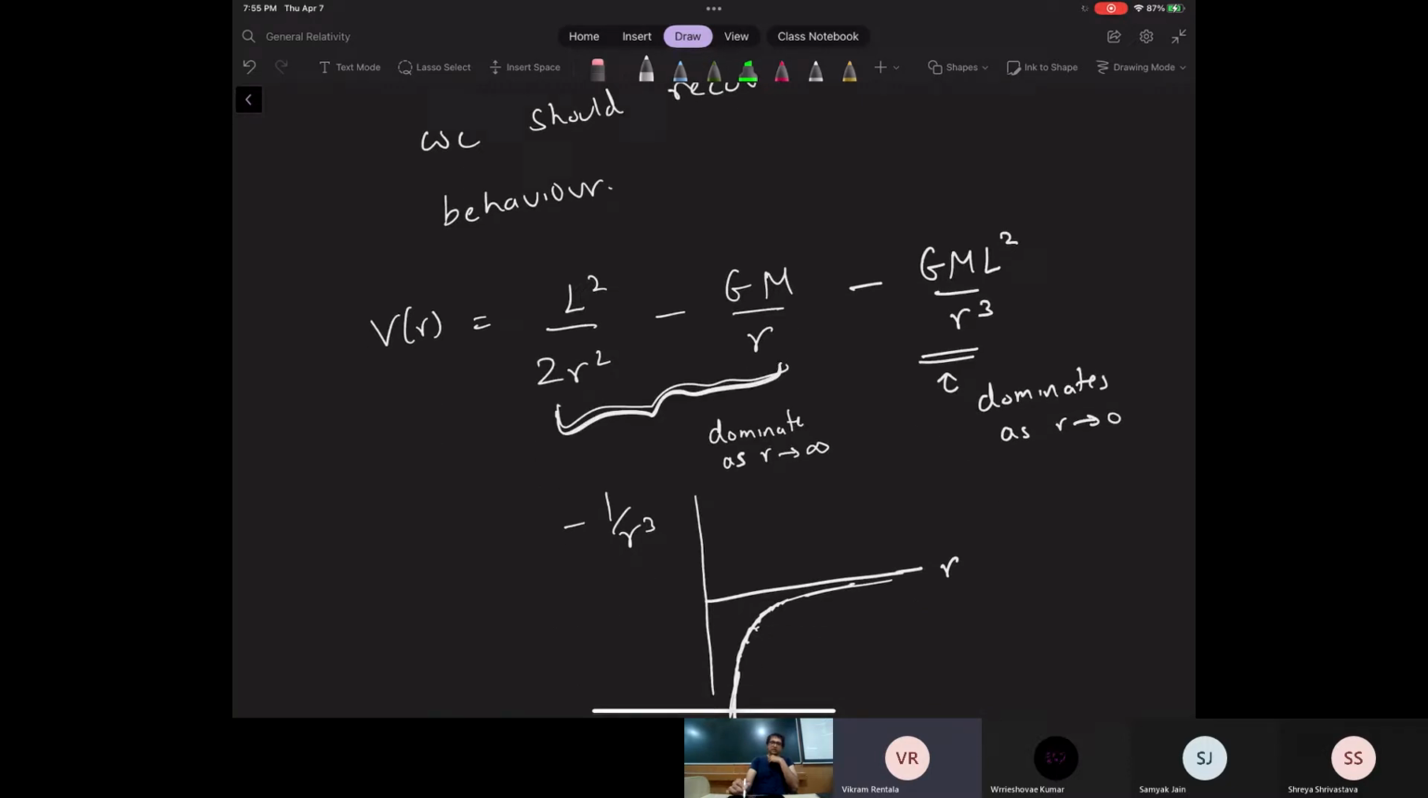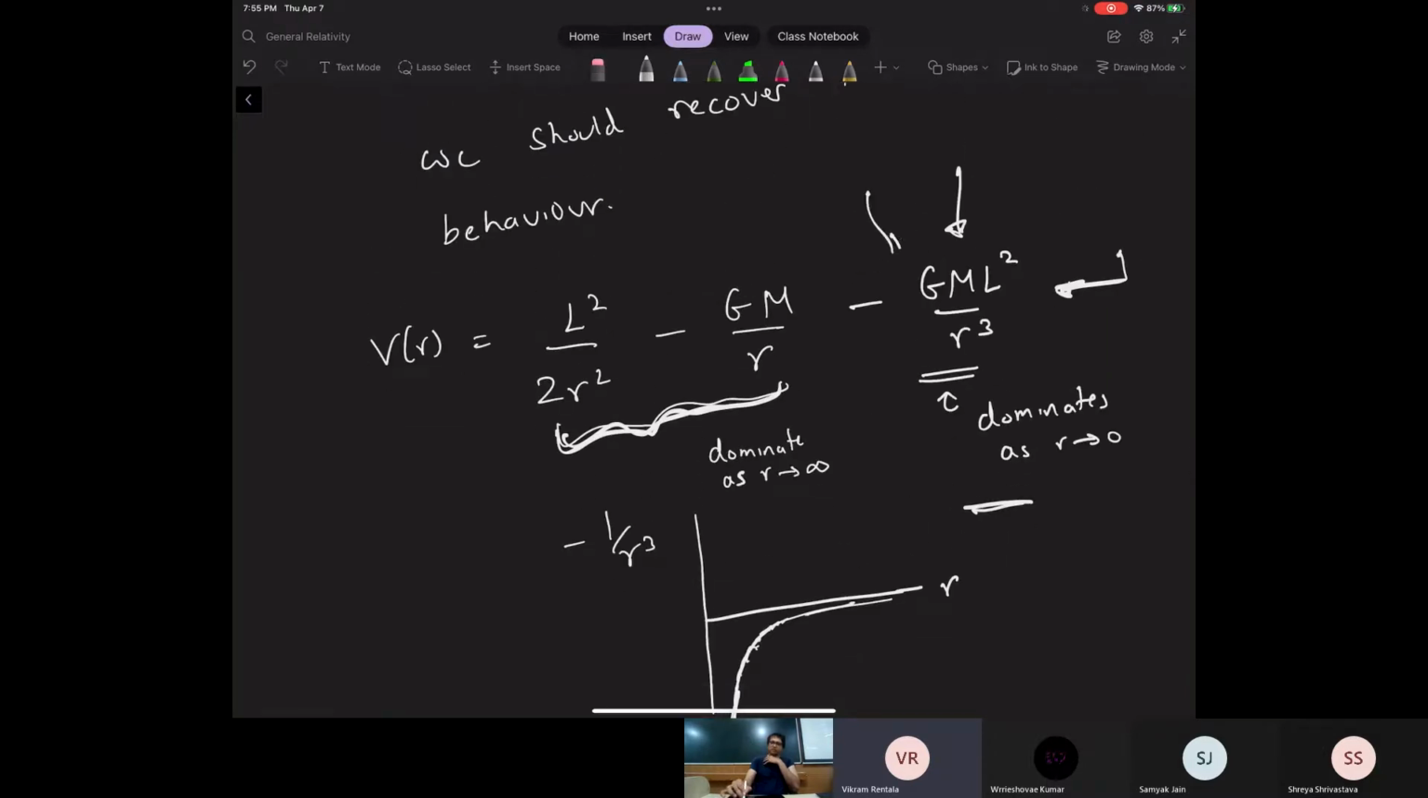So these terms actually dominate as r goes to infinity, but this term is going to be the most dominant term as r goes to 0. As you get to small r, this GR correction is going to be the most important term. That's something that we anticipated in the weak field limit also, right? As you get to lower r, you expect the GR corrections to become important.